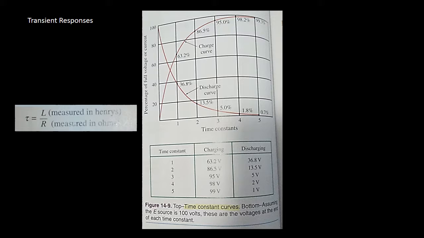You can see in figure 14-9, top, the graph is showing the percentage of full charge against the number of time constants. From this graph, you can see why 5 time constants is considered full charge or discharge. The bottom of figure 14-9, as you see on the screen, is a chart giving the voltage at the end of each time constant, assuming the source is 100 volts. At this time, please perform review questions for section 14.1.